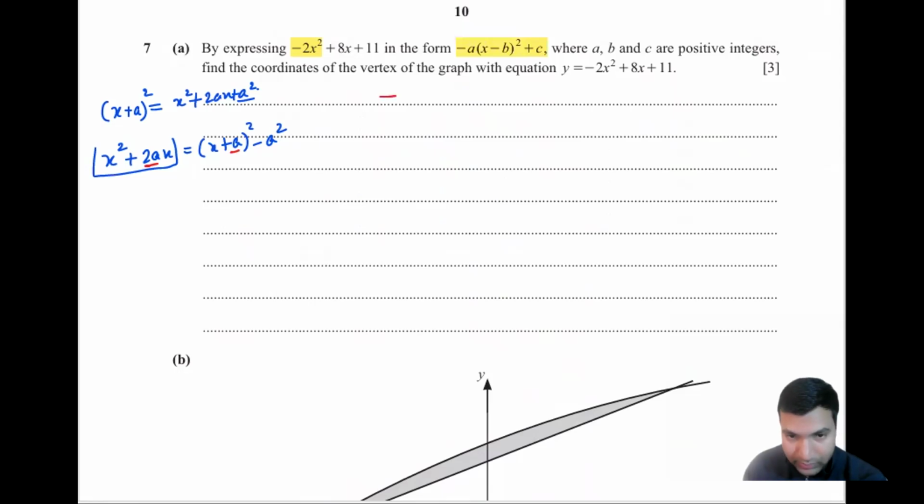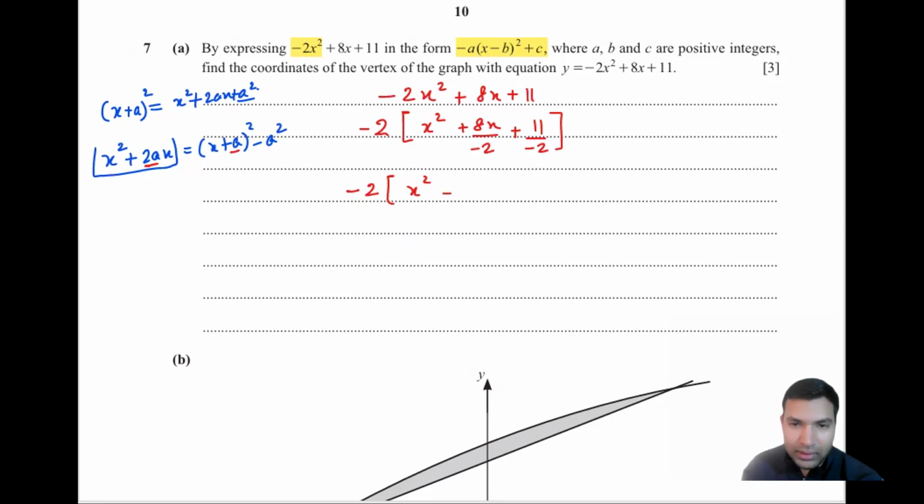Okay, so what I'm trying to say here is, see here, negative 2x squared plus 8x plus 11, right? Now, whenever you are doing the completing the square method, make sure the coefficient of x squared is positive, and it should be 1. So you take negative 2 outside as common, you'll get positive 8x over negative 2 plus 11 over negative 2. All right, next step. Negative 2 outside, you get x squared minus 4x minus 11 over 2. All right.